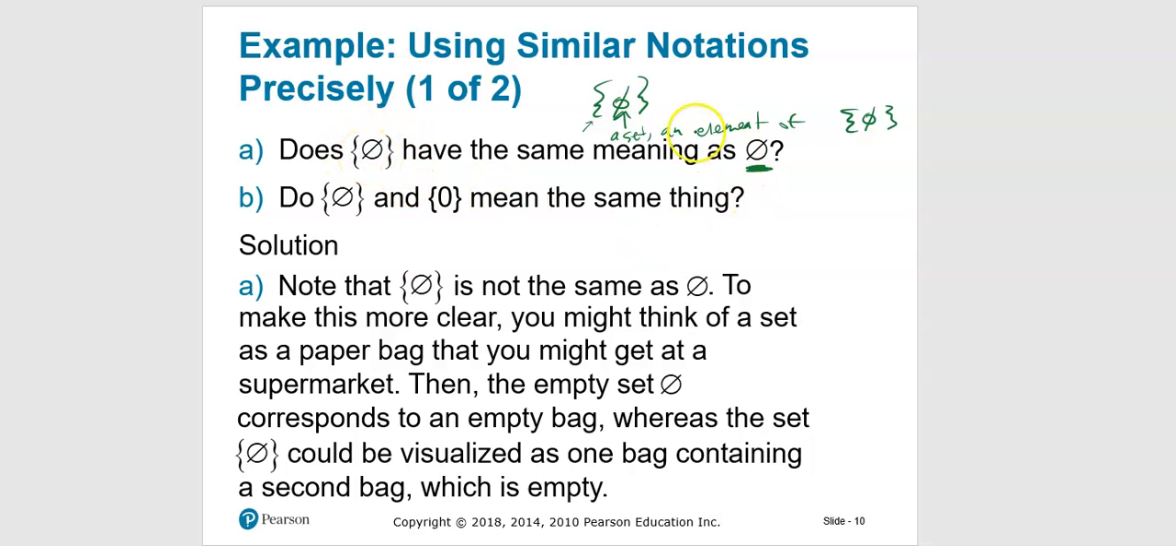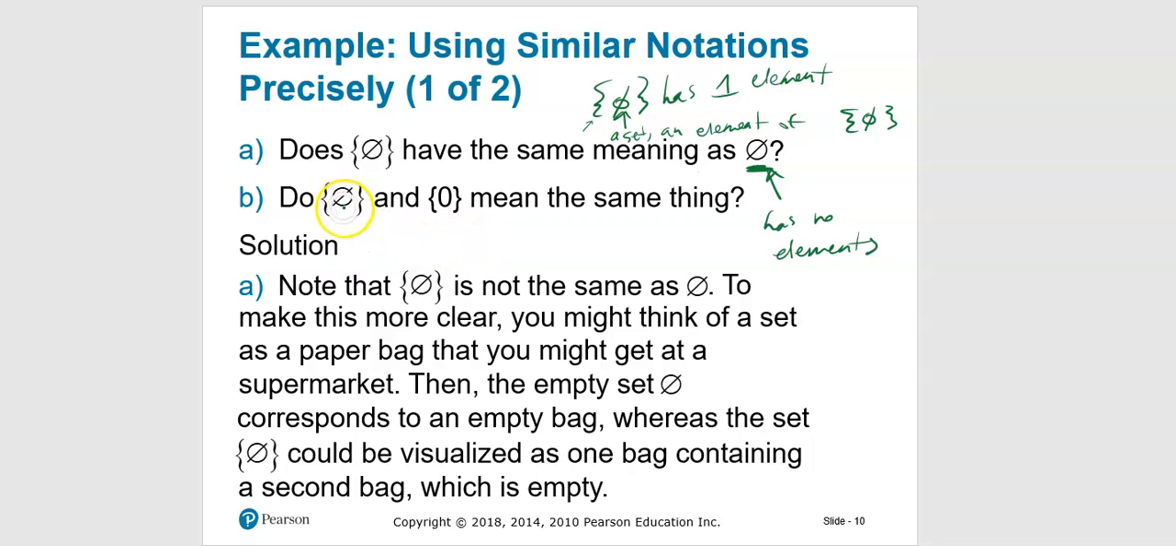And so this thing has one element, whereas the empty set over here has no elements. And so we would say that these are not the same thing.